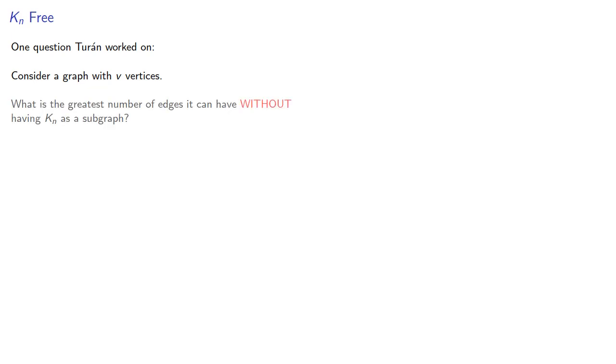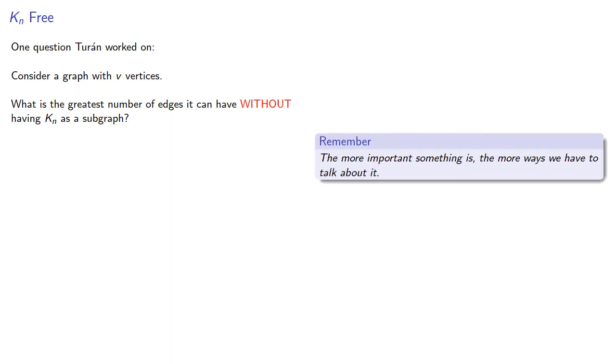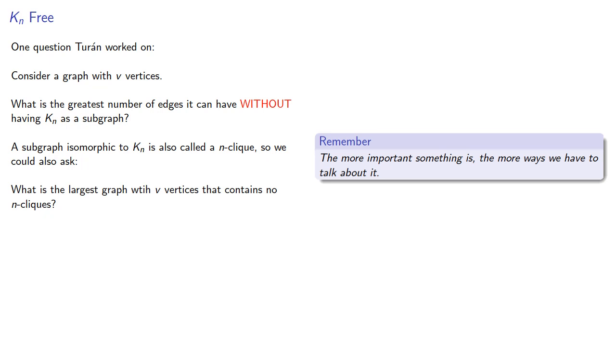One question Turán worked on: consider a graph with V vertices. What is the greatest number of edges it can have without having Kn as a subgraph? So remember, the more important something is, the more ways we have to talk about it. A subgraph isomorphic to Kn is also called an n-clique, so we could also ask, what is the largest graph with V vertices that contains no n-cliques?